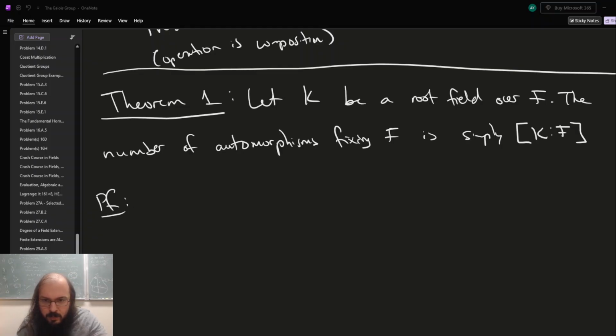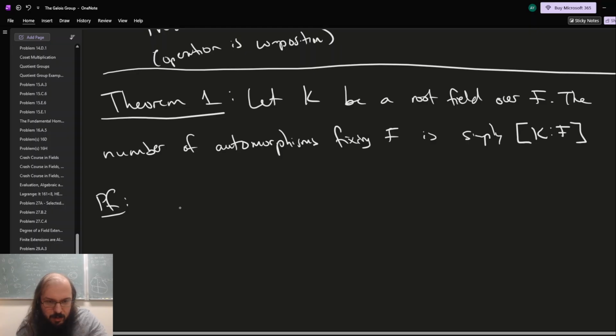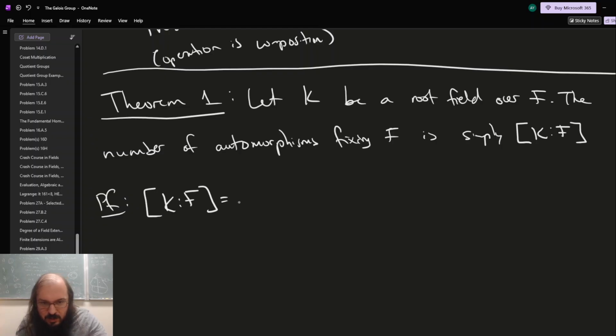Here's what we do. Basically, if I have a degree n extension, let's fix a specific number. What I'm going to do is show that there are exactly n automorphisms that fix F. We're just going to see this directly.